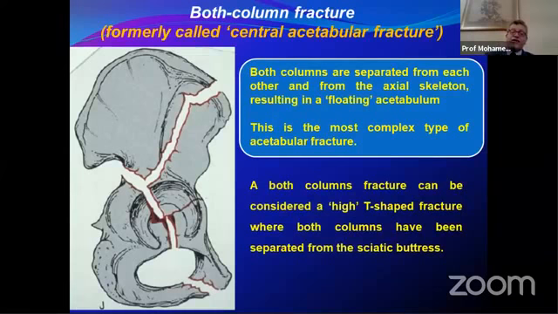Now we come to a very, very important item, which is the bicolumn fracture or both column fracture, formerly called the central acetabular fracture. Both columns are separated from each other and from the axial skeleton, resulting in what's called floating acetabula. This is the most complex type. A both column fracture can be considered a high T-shaped fracture and can be differentiated from the T-shaped fracture by the proximal extension. High T-shaped fracture where both columns have been separated from the sciatic buttress.